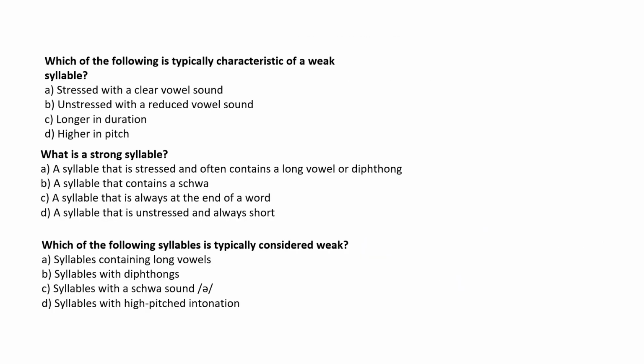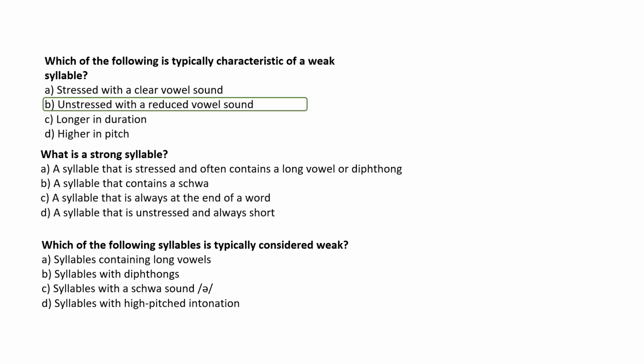Which of the following is typically characteristic of a weak syllable? A, stressed with a clear vowel sound. B, unstressed with a reduced vowel sound. C, longer in duration. D, higher in pitch. The correct choice is unstressed with a reduced vowel sound.